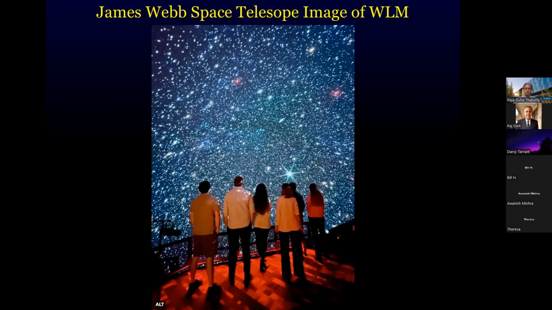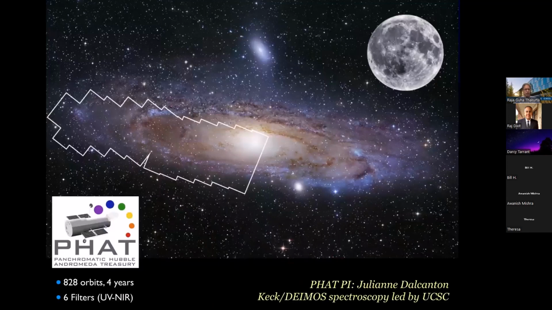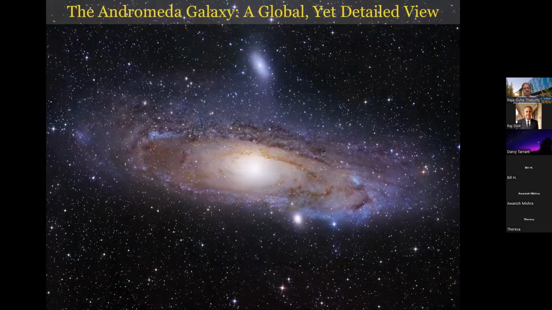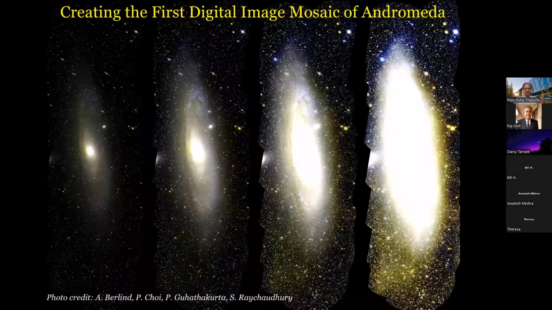Okay, thanks. And here's Andromeda again, and that white crime scene outline is what's been imaged by our team with the Hubble telescope. I showed you this mosaic before. This was a mosaic of 57 images in blue and infrared light. At that time it was a state-of-the-art mosaic, 57 images in 2 filters.